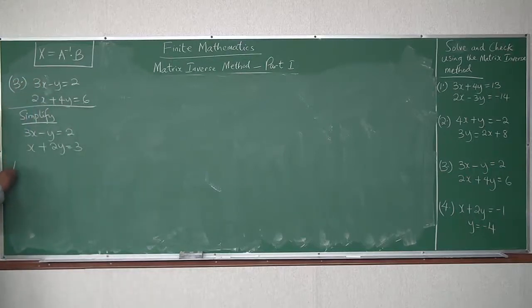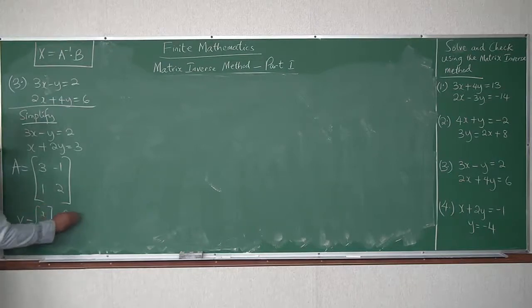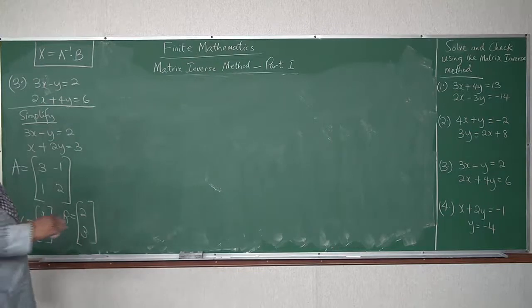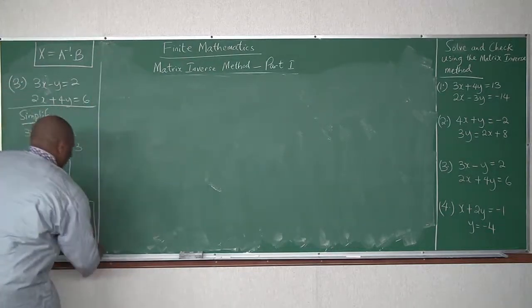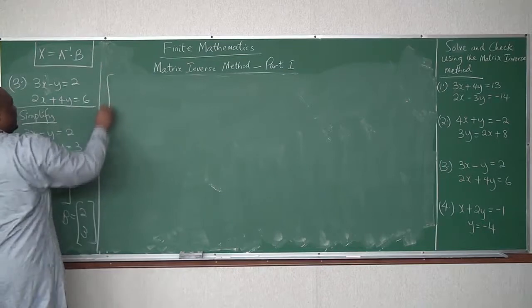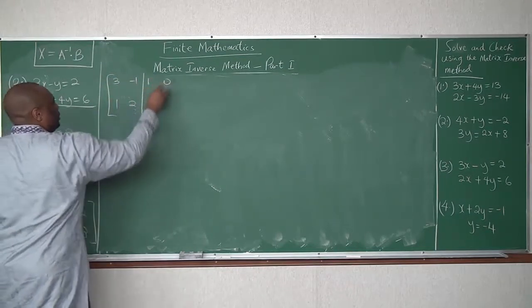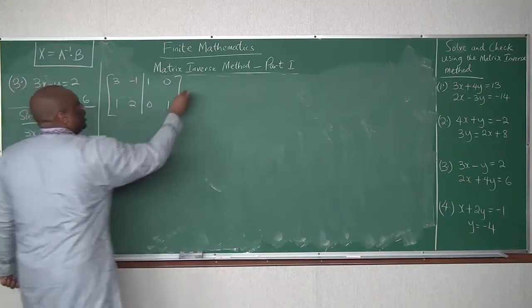So matrix A will be 3, 1, negative 1, 2. Then matrix X will be x, y. And then matrix B will be 2, 3. You see that? All right, folks. What do we do? Let's get the A inverse. So this is 3, 1, negative 1, 2, 1, 0, 0, 1.